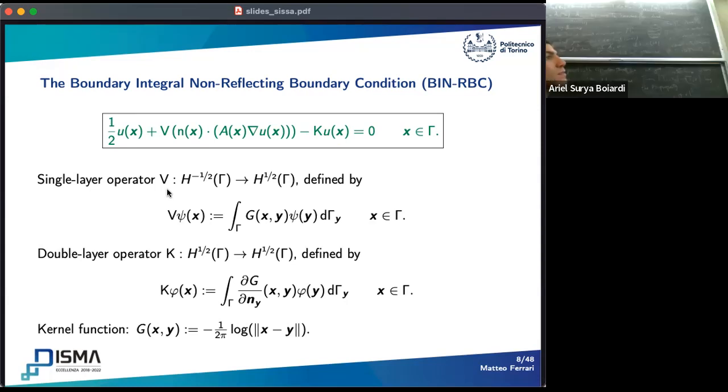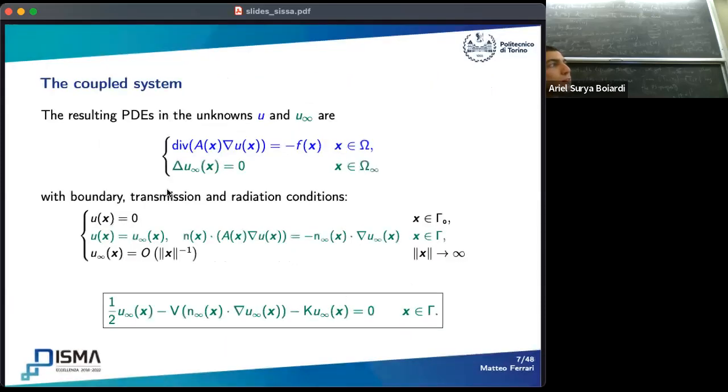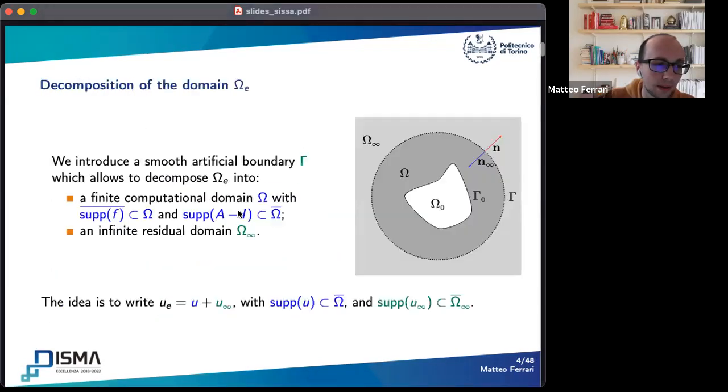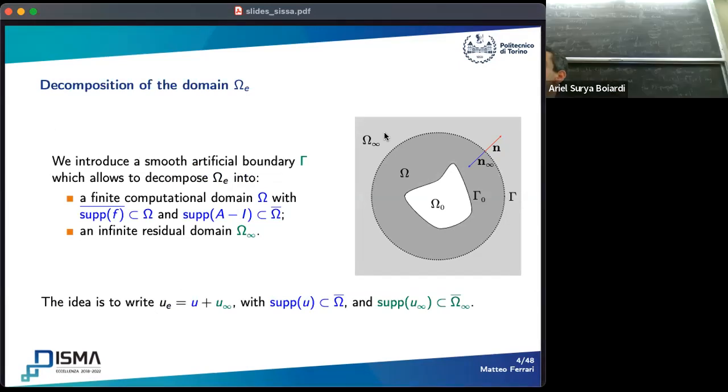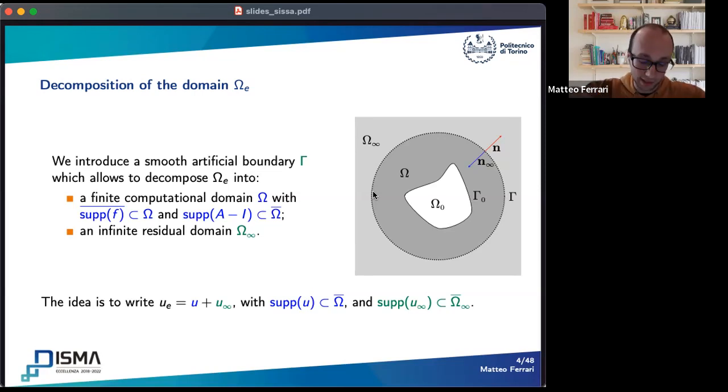Matteo, I'm so sorry to interrupt, but I have to understand this idea. Can you go one slide back? Because I just want to understand the whole non-symmetric. So you have the first equation, the divergence of something is defined on x in omega. What do you mean by x? The second equation, the Laplacian equal to zero, and x in omega infinity. What is omega infinity? Omega infinity is the residual domain. So omega union omega infinity is basically the whole space R^d minus omega zero. Yes. Split the complementary of omega zero in omega and omega infinity.